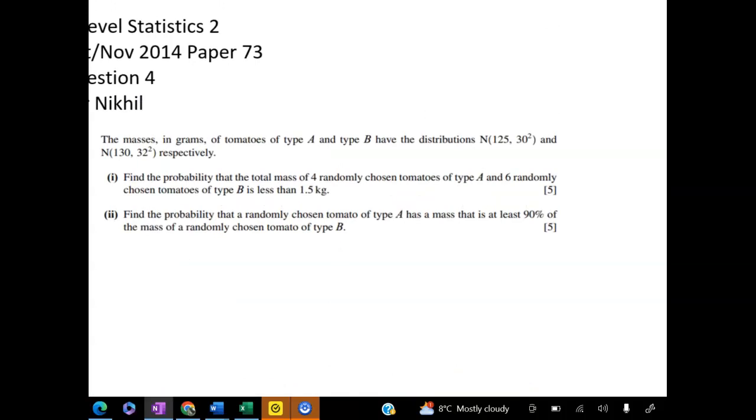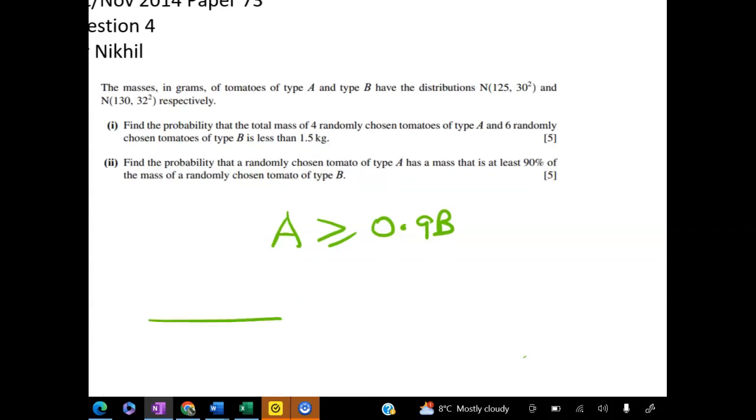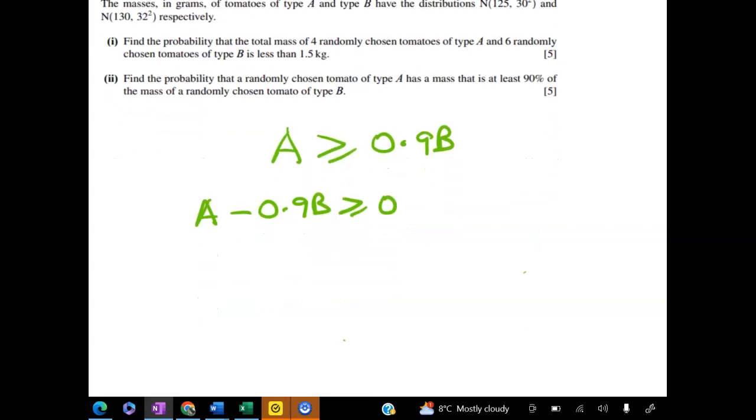All right, what we want to find is a linear combination. But the way to work with these is to say, well, we want to know when is A, the weight of A, greater than or equal to 0.9B. And A has got some normal distribution, and 0.9 of B has got some other normal distribution. We're going to combine those like this. So if A is greater than or equal to 0.9B, we want to have A minus 0.9B being greater than or equal to 0. So this is my new random variable.